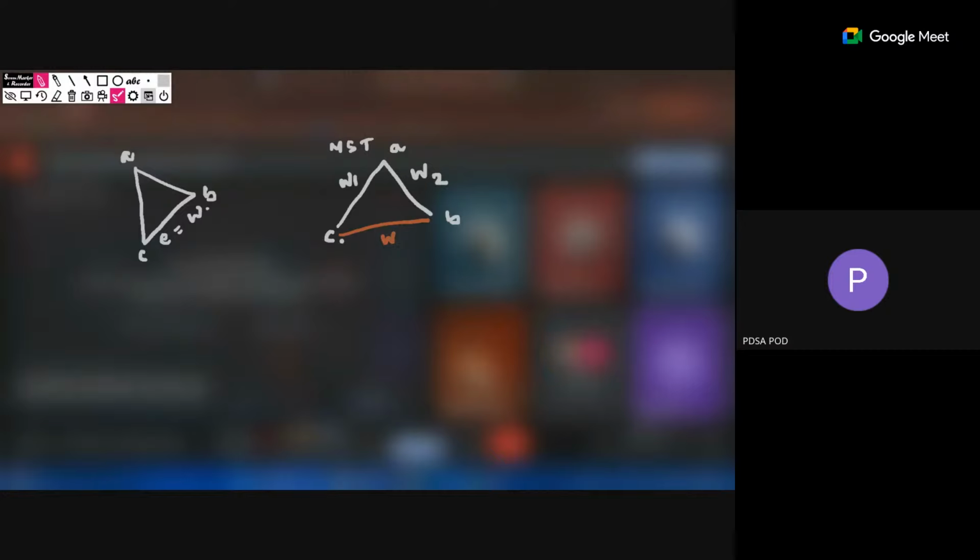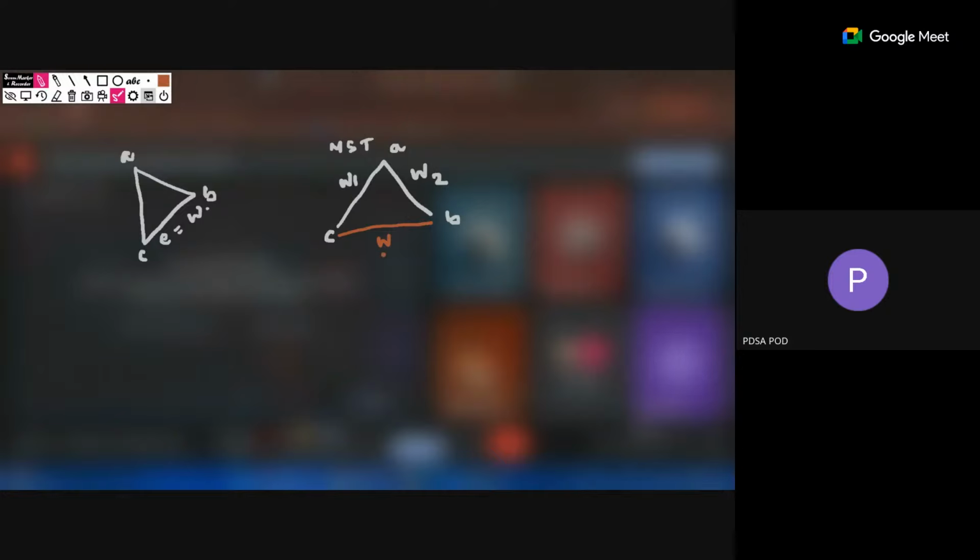So when you add this edge BC, notice that you formed a cycle. Earlier, when you didn't have this BC, it was a tree. Now you are adding BC, so it will become a cycle. So the property of a spanning tree has been violated for the MST.